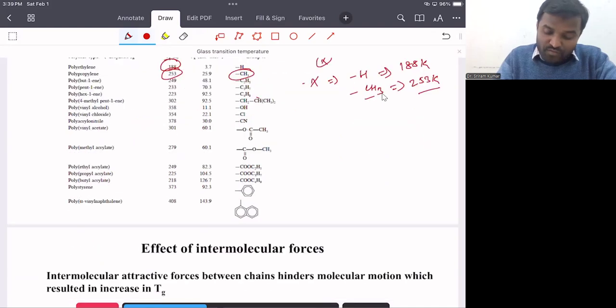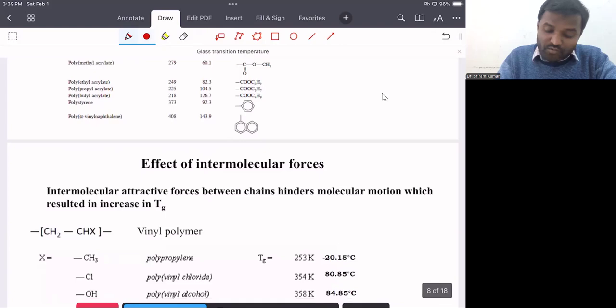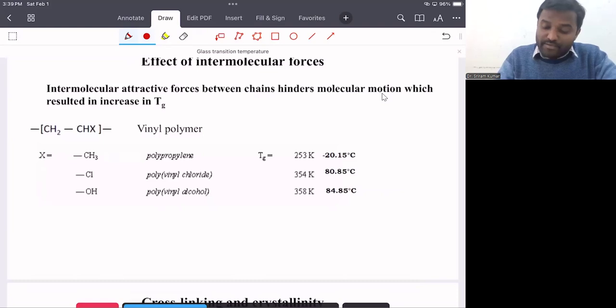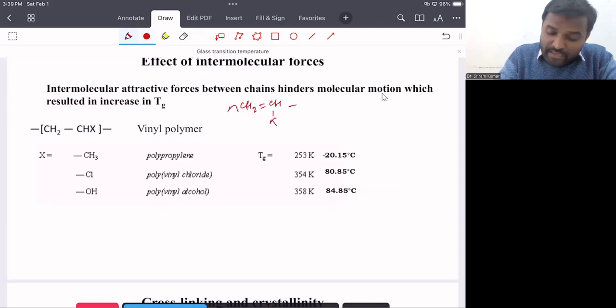And if you want to understand the effect of intermolecular forces, let's understand with an example. If we have CH2, CO, and X, and that polymerizes, this is the kind of polymer we have, and here we have the methyl group, the chloride, and the OH group.